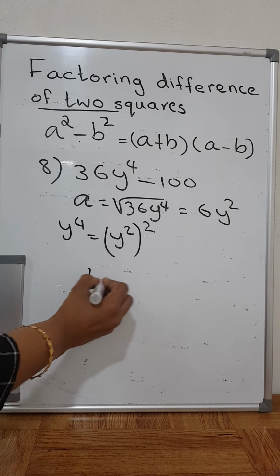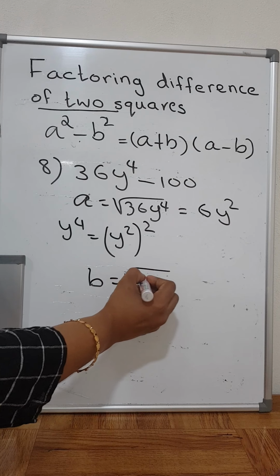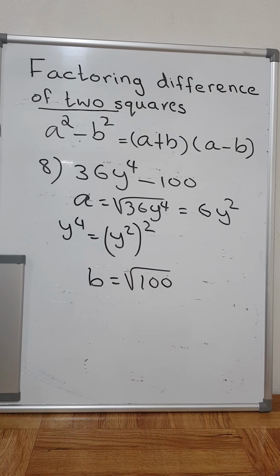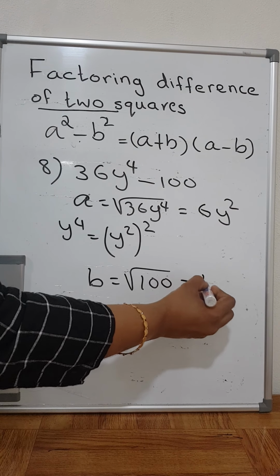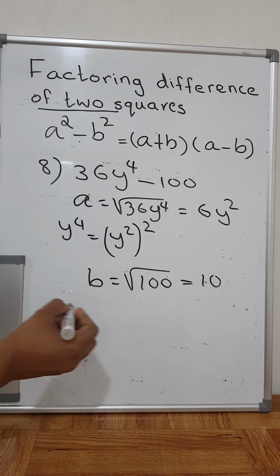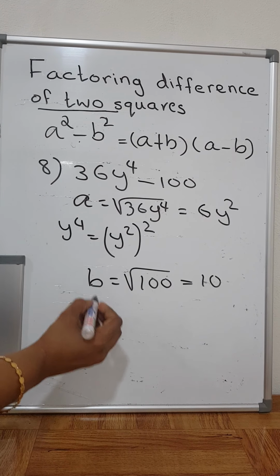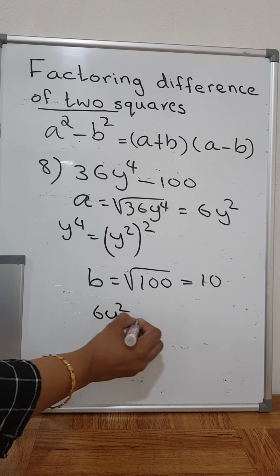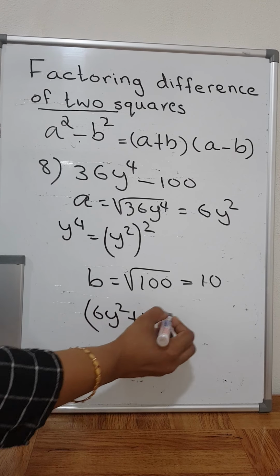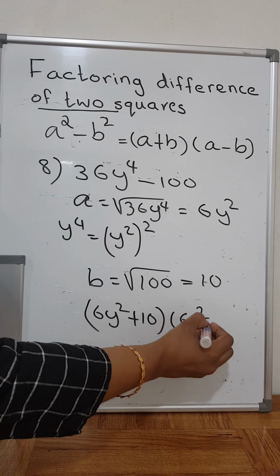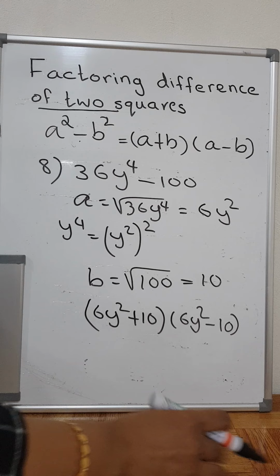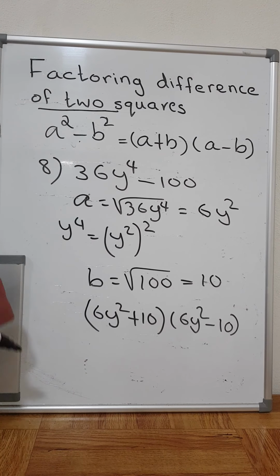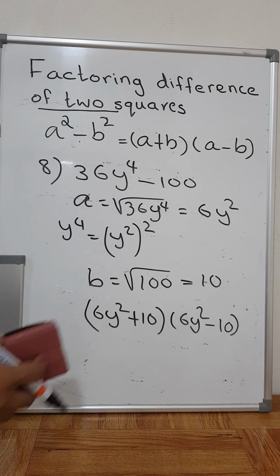What's b here? b is equal to the square root of 100. The square root of 100 is 10. So we can write it as (6y square plus 10) times (6y square minus 10). Easy, right? Now let's see the next one.